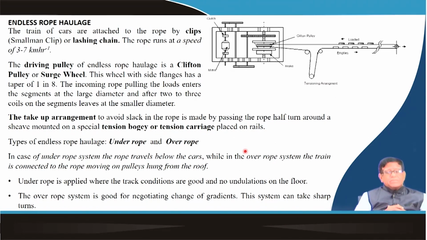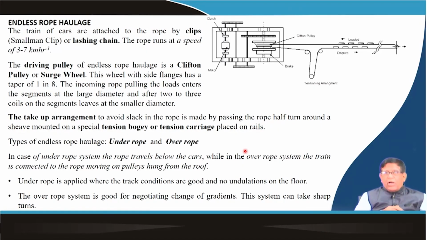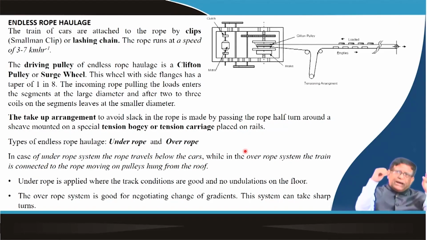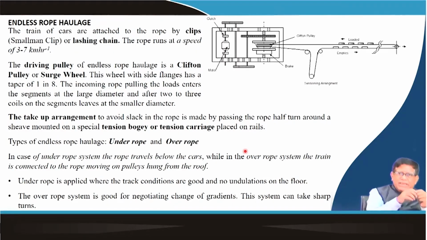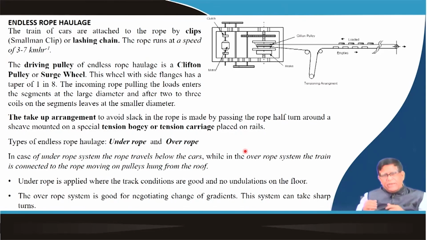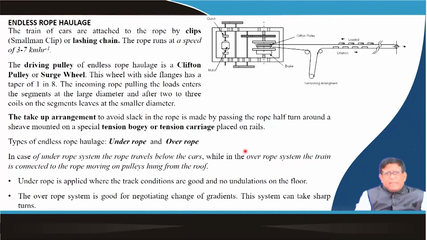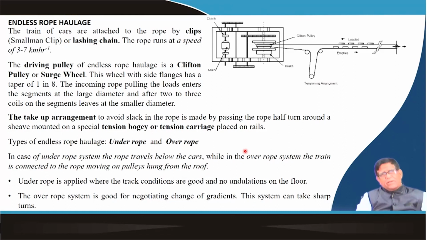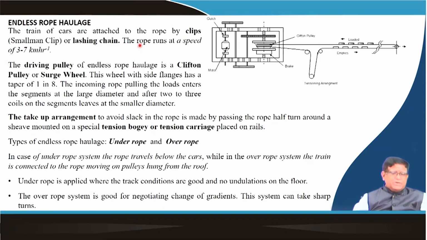Then the main cars are attached to the rope by clips. The rope which will be moving over here, you will have to clip it so that it can go on moving, and when you have to take it out, you remove that clip, your rope will be free, you can bring the empty and connect it there. The lacing chain and the Smallman clip were, in those old days, the patented products used over there.